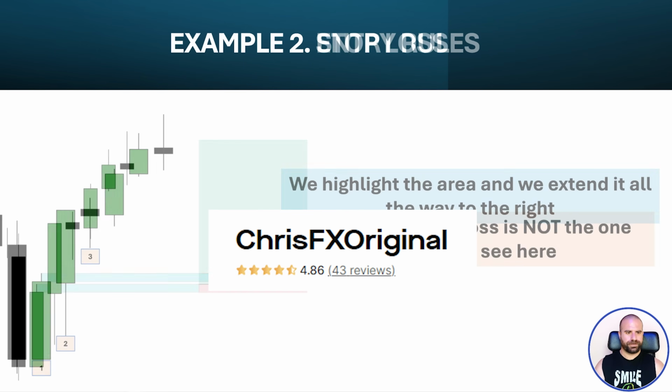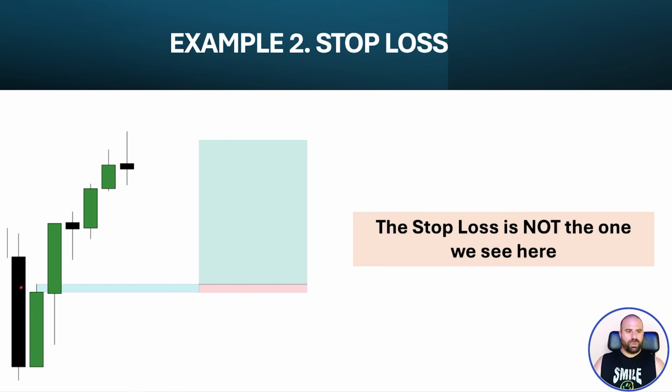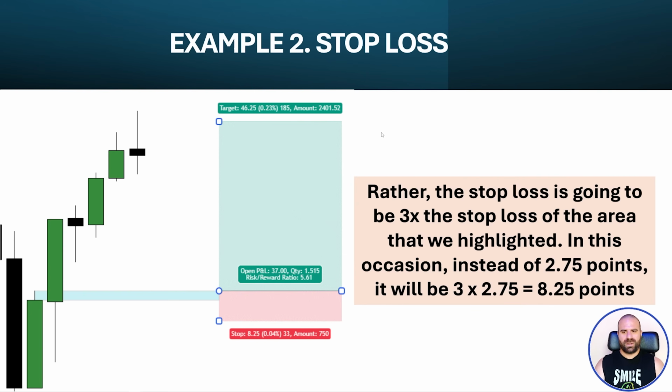Let's proceed. There we go. You extend this area to the right. Now, again, are we gonna just take this small stop loss such as the one that you see right here? Again, this would be a very good marketing trick, but this will not work most of the times in real life. What did we say? We do the area times 3. So our area was only 2.75 points. Do it times 4 and you get the ticks.